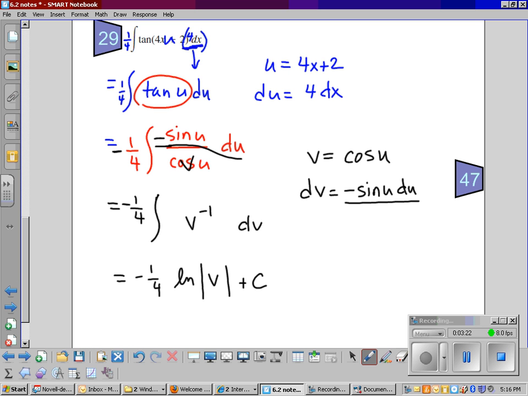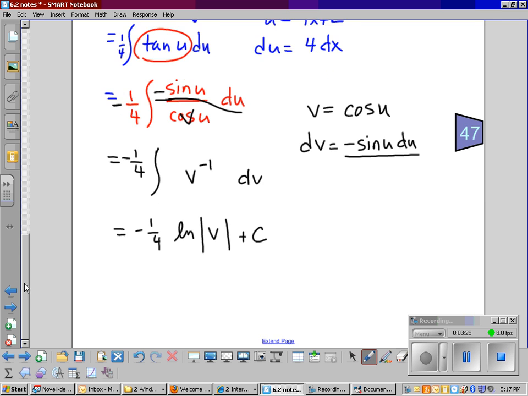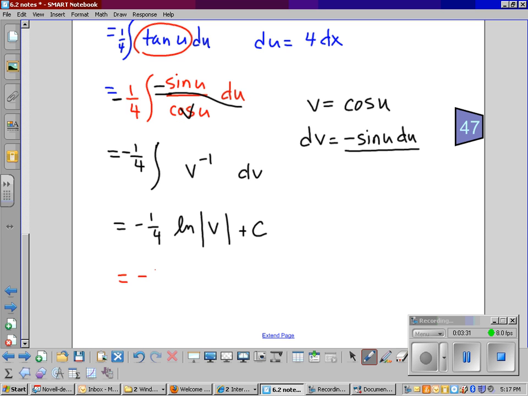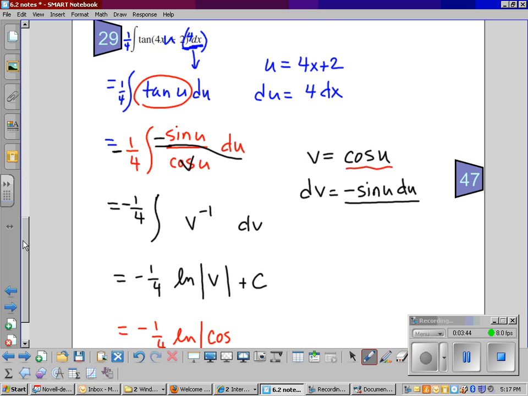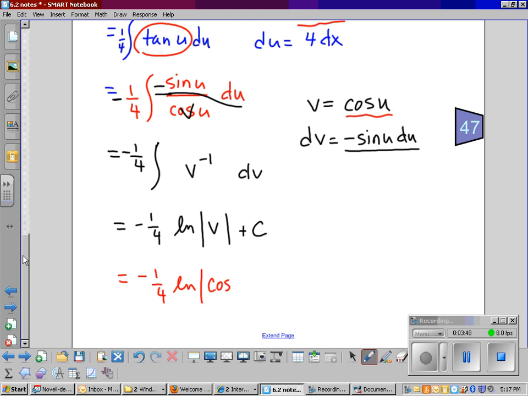So that wasn't too bad, even though it took 2 substitutions. Keep in mind that I do need to take this back to x's. I don't want to leave it in terms of v. But we can backtrack pretty quickly. Negative 1/4 ln absolute value. Instead of v, I want to substitute cosine u. So here's my cosine. But instead of u, I want to substitute 4x plus 2. Close your absolute value, and then plus c.